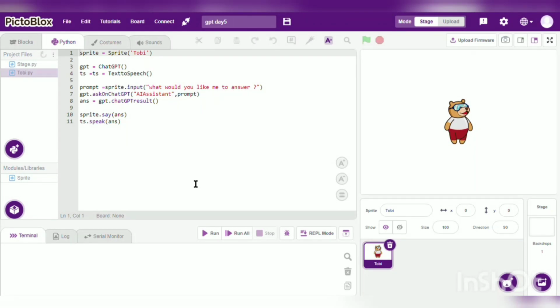Hello everyone. Today we will be making a code for GPT in PictoBlox using Python language. GPT means generative pre-trained transformer. So this is the coding for GPT. Now I am going to run the coding.